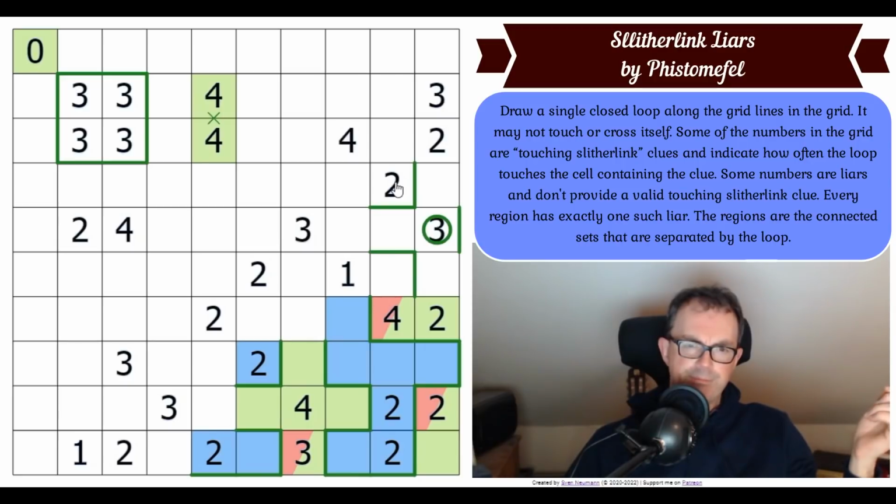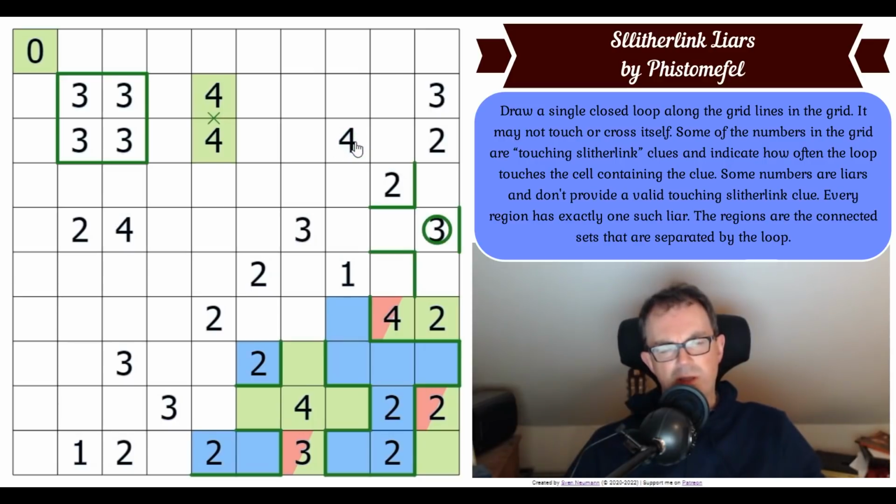Now, if this is outside the loop and lying, how do you make this 4 clue? My problem with this is that if this is outside the loop and lying, this cell, because this has to extend somehow, because we can't just have it as a loop in the middle of the grid like this.